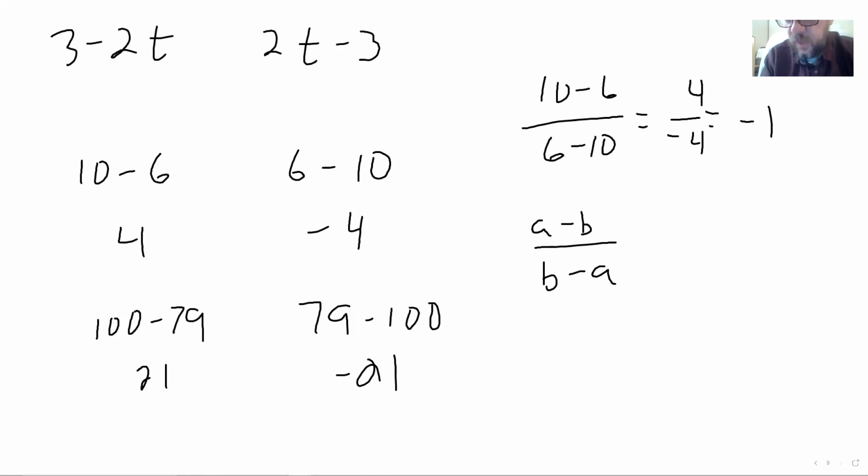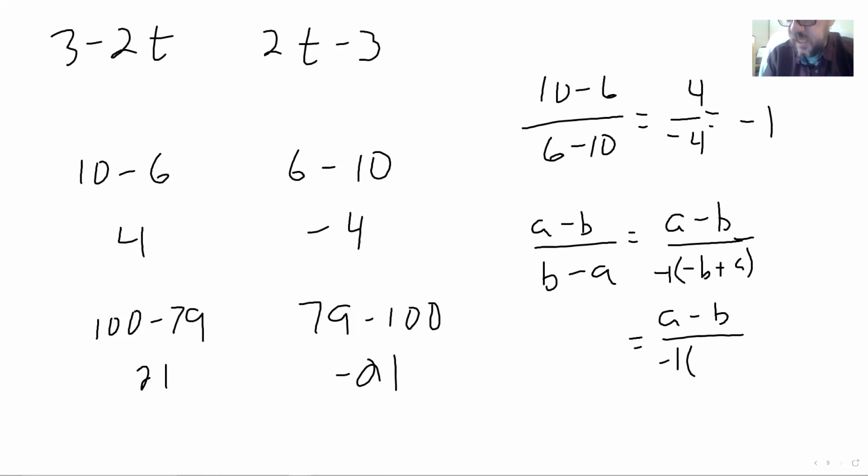And the reason is I'm going to factor a negative out of the bottom. A minus b over minus b plus a, right? When I pull a negative 1 out, that leaves me a minus b over negative 1 times minus b plus a, which is just a minus b. So those guys cancel. So no matter what the a and b are, if I just reverse the order of subtraction, they do cancel, but they don't leave me a 1, they leave me a negative 1.